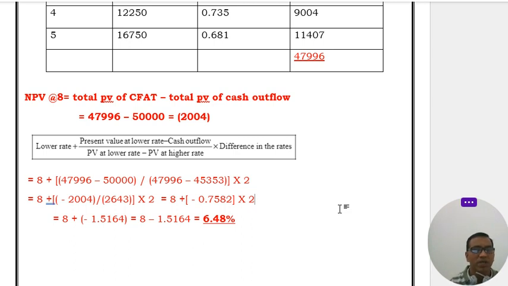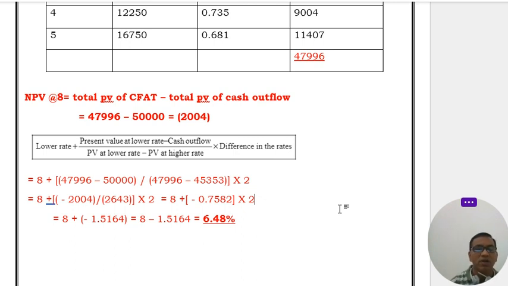So here the numerator is minus 2004 divided by the denominator 2643. If you do the division, it is minus 0.75. Minus 0.75 multiplied by 2 will be minus 1.5164. So plus into minus: minus 8 minus 1.51 means 6.48. So it is around 6.5, 6.48.